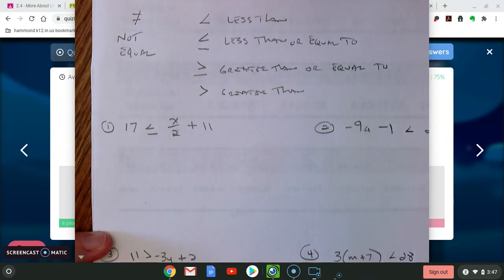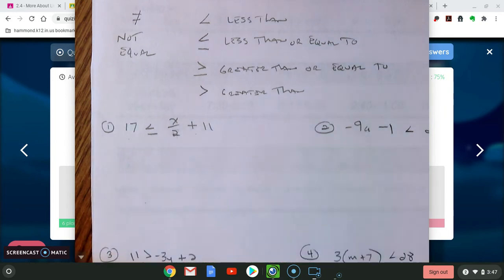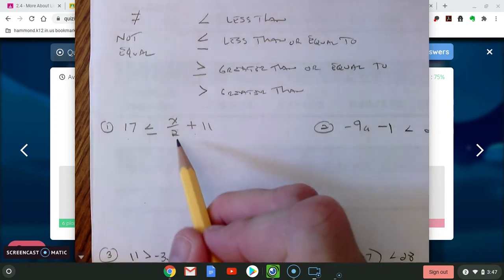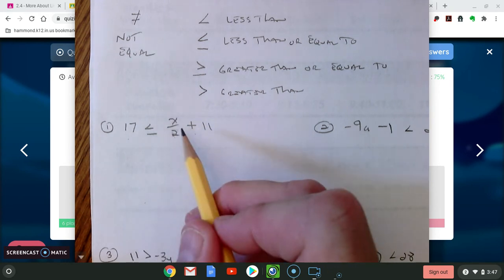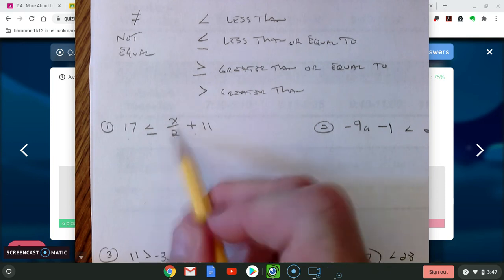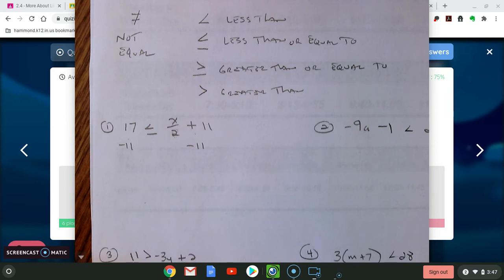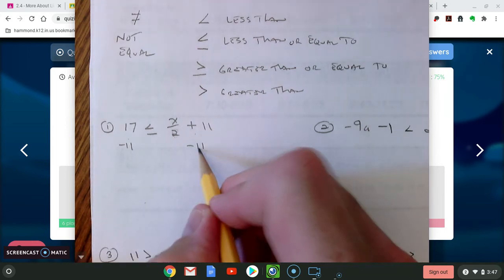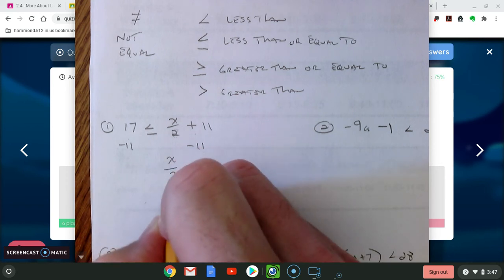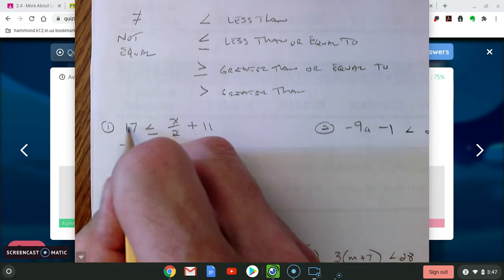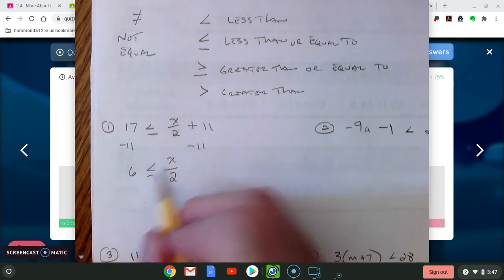So this one came, I think, from one of the quizzes. So 17 is less than or equal to x over 2 plus 11. So this is a two-step inequality. We have a variable, it's divided by 2, and that quotient has 11 added to it. So we're going to save the variable term for last. We're going to undo adding 11. So we recognize that to undo addition, we're going to subtract. 11 minus 11 is 0. So on the right side, I have x over 2. The left side, 17 minus 11 is 6. So now 6 is less than or equal to x over 2.